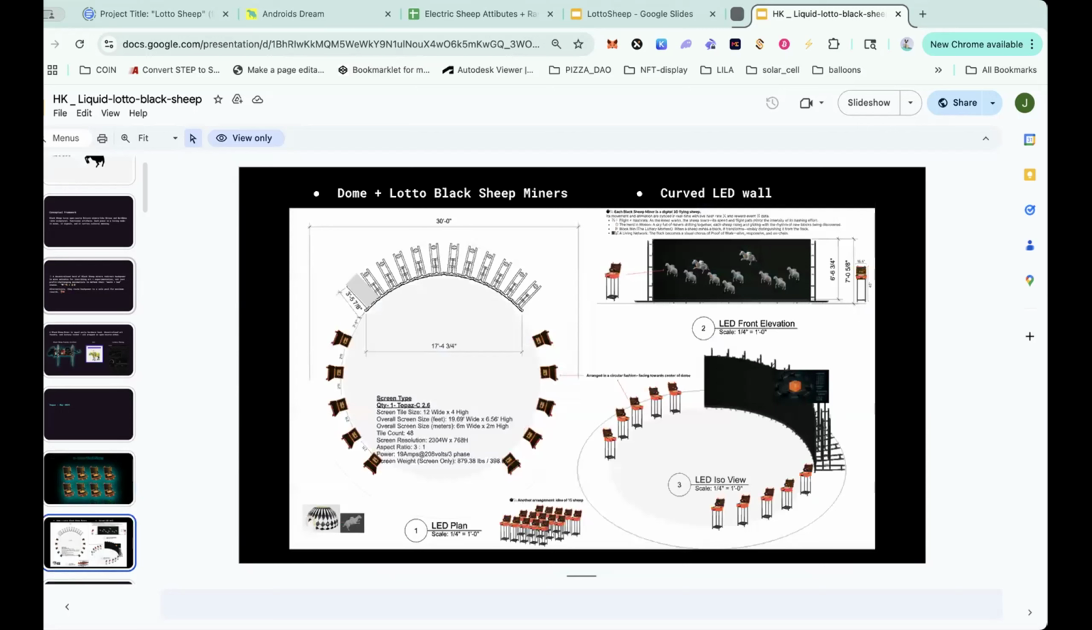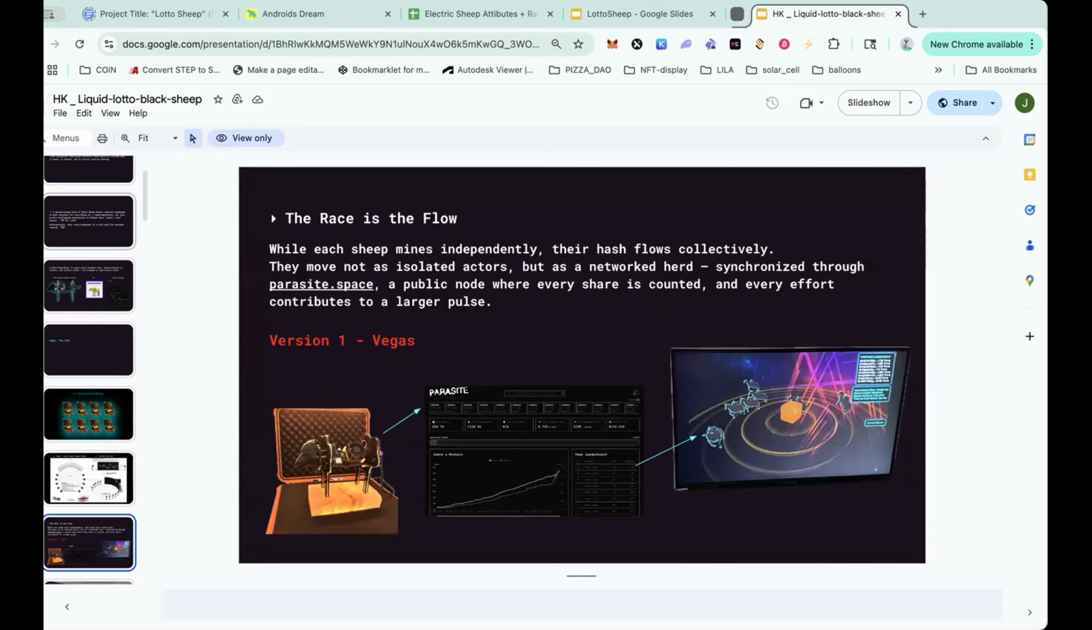This was a build out of what it was like in a dome that was inflatable, and then they sat around in a circle around a big digital screen. And on the digital screen, we made a visualization of all the miners in real time as sheep running around in space, trying to get to a block reward, which is in the center, that little orange dot there that represents that.